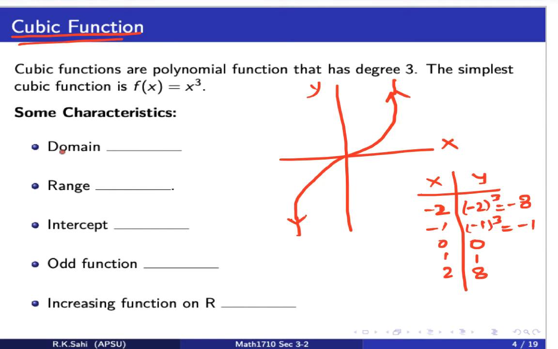Okay, now let's look at the domain. Domain is the values which my x can take. Now here, x can take anything. There's no restriction. So what is the domain? It's just the set of real numbers.